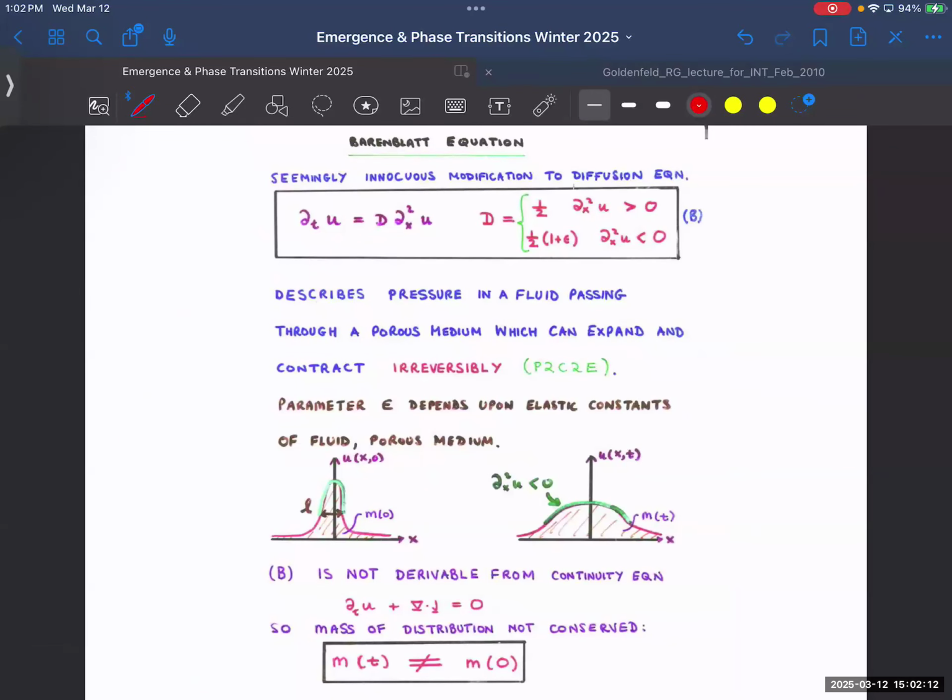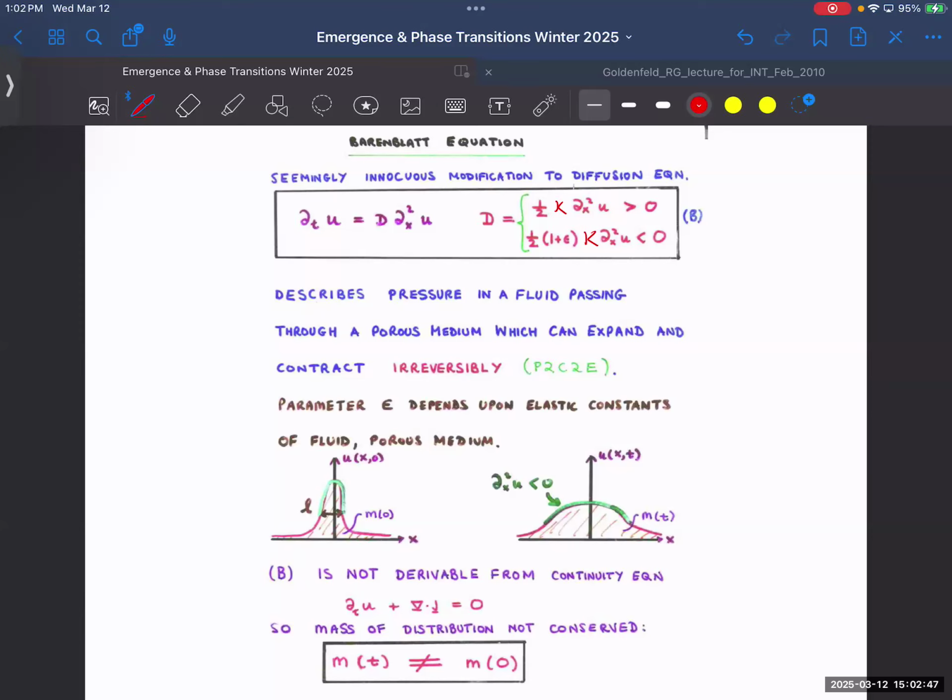Okay, so now we're going to do something different. We're now going to take the diffusion equation and I'm going to modify it in the following way. I'm going to say that the diffusion coefficient is a half kappa when dx squared u is positive, and it's a half kappa times a number when dx squared u is negative. I'm going to choose to write that number as 1 plus epsilon, because I'm going to do perturbation theory in epsilon.